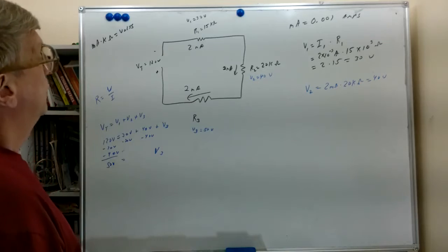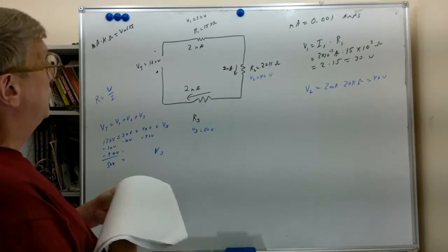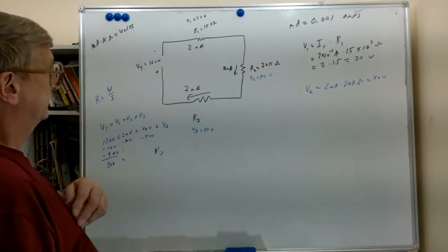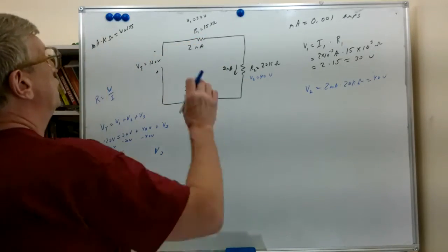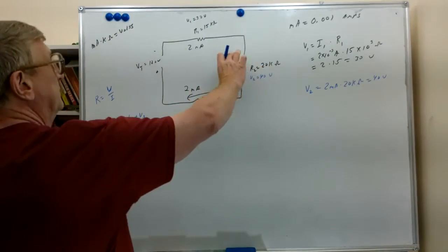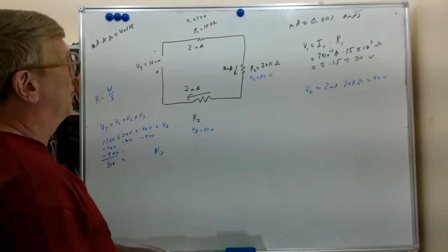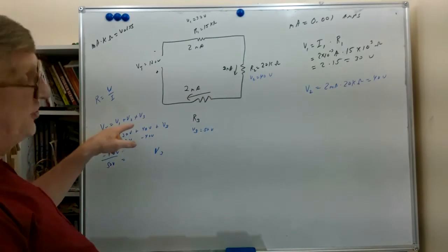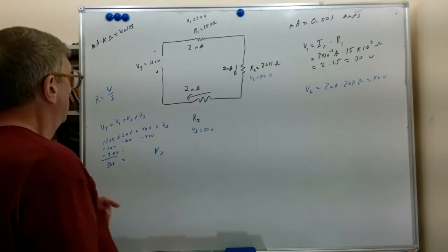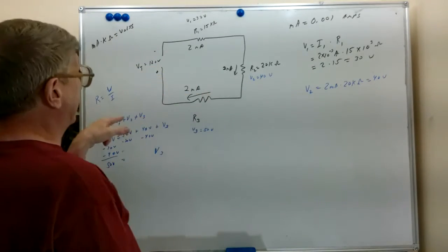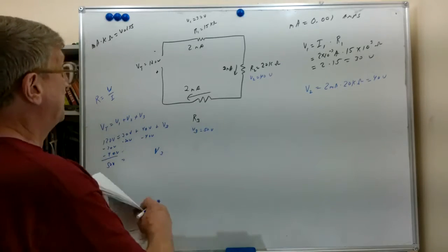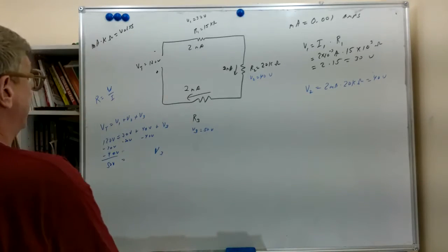So what have we done? We used the given current and the given resistances to calculate the voltage drops on these two resistors. Then we used our voltage summation formula to find out how much voltage we needed here to make this true. And we found that we needed that 50 volts. And let's go ahead and check that out.